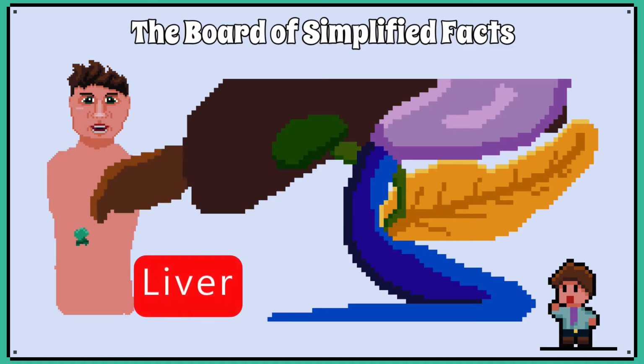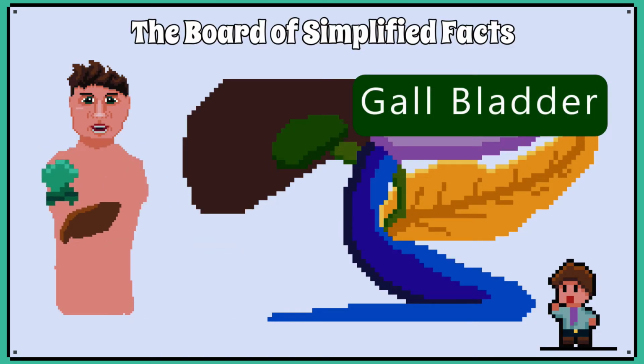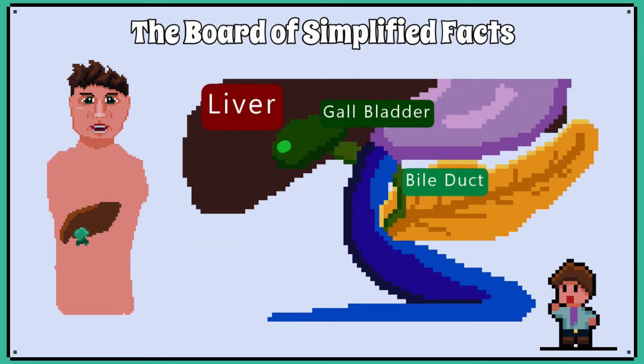The liver produces bile, which is stored in the gallbladder. The gallbladder acts as a reservoir ready to release bile into the small intestine via the bile duct when food enters the small intestine. We will cover the role bile plays in a later video.